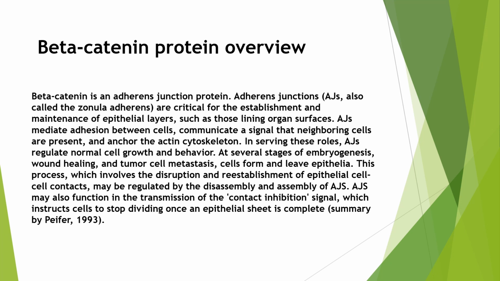Beta-catenin protein overview. Beta-catenin is an adherens junction protein. Adherens junctions, also called the zonula adherens, are critical for the establishment and maintenance of epithelial layers, such as those lining organ surfaces. AJs mediate adhesion between cells, communicate a signal that neighboring cells are present, and anchor the actin cytoskeleton, serving these roles.